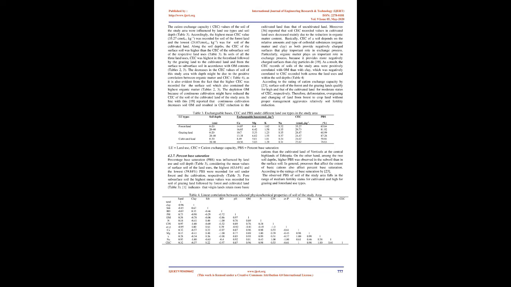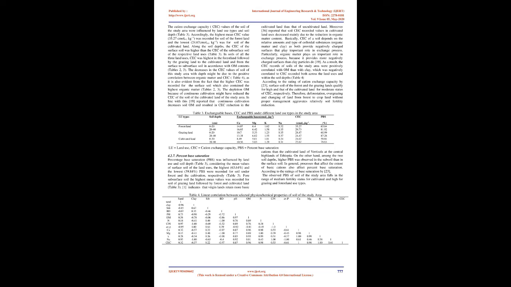On the other hand, the lowest exchangeable Ca recorded for soil of the cultivated land could be due to its continuous removal through crop harvest with no or little organic matter input into the soil. The present studies are in line with 46, who reported highest and lowest exchangeable Ca in forest and cultivated lands, respectively, at Abote area in western Ethiopia.